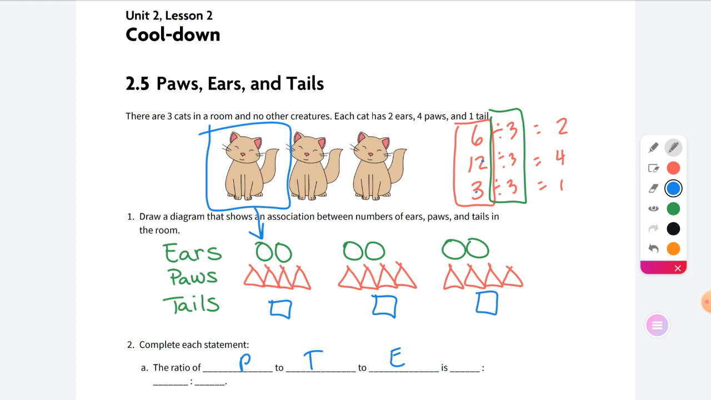Who did something else? Noelle? I did what they said in order. I did ears to paws to tails. Okay, so you did ears to paws to tails, and then what was your number? The number is 2, 4, 1. So 2 to 4 to 1 is the best answer. What else could you have said? You could have given the unsimplified 6 to 12 to 3.